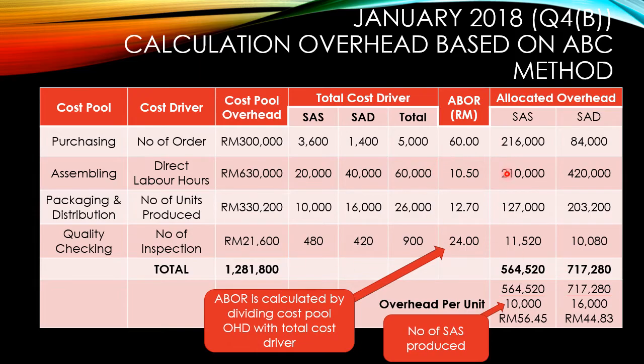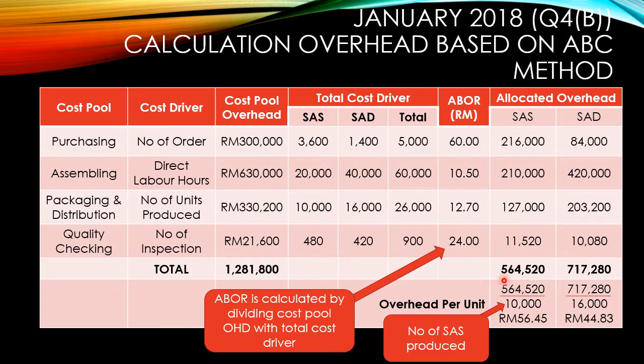Once we have the ABOR, we can assign the overhead to each of the products. Here for SAS, the overhead for the purchasing cost pool is 60 ringgit times 3,600 orders, so it is 216,000 ringgit. For SAD, it is 1,400 orders times 60 ringgit per order. You should get 84,000 ringgit. So we calculate continuously for the assembling, packaging and quality checking.